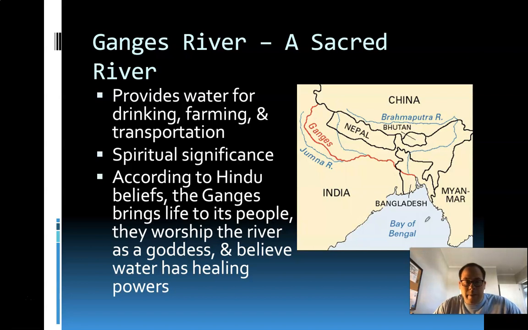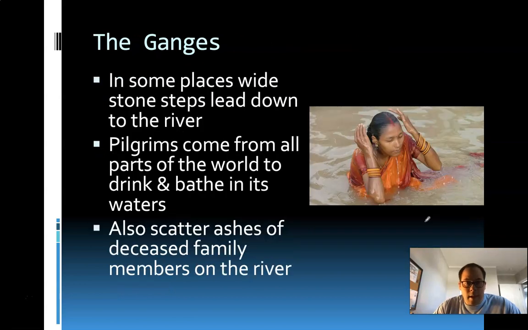The Ganges River, though, specifically, has religious significance for the Hindu people, the Hindu religion. It provides water for drinking, farming, and transportation. It's of spiritual significance. According to Hindu beliefs, the Ganges brings life to people. They worship the river as a goddess, and they believe the water has healing powers. In some places, wide stone steps lead down into the river, and pilgrims come from all over the world to drink and bathe in its water. They will also scatter ashes of their deceased family members into the water.